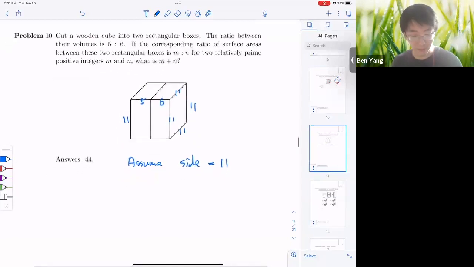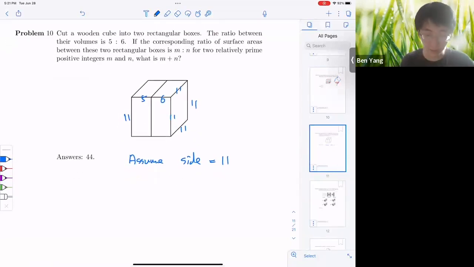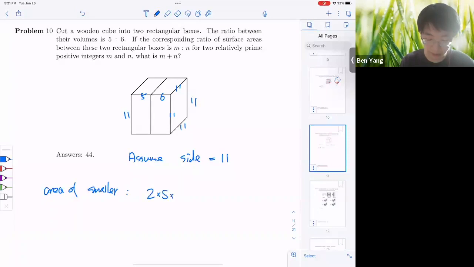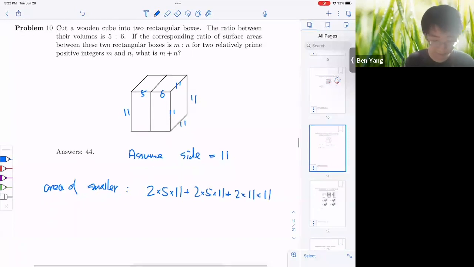Cool. So for the smaller one, if you compute the surface area, then it's 5 by 11 by 11. That's the dimension of the box. So the surface area is 2 times 5 times 11, 2 times 5 times 11, and 2 times 11 times 11. For the larger, we simply change the 5 to 6.